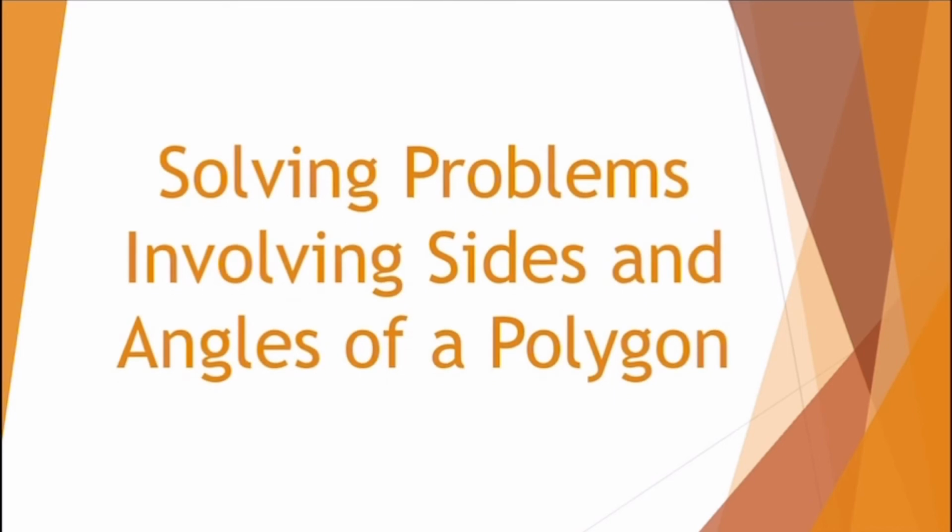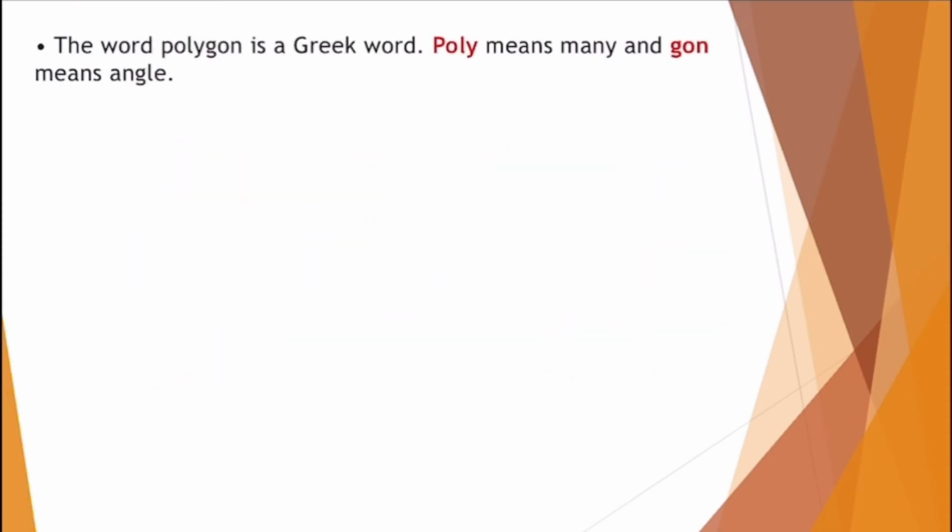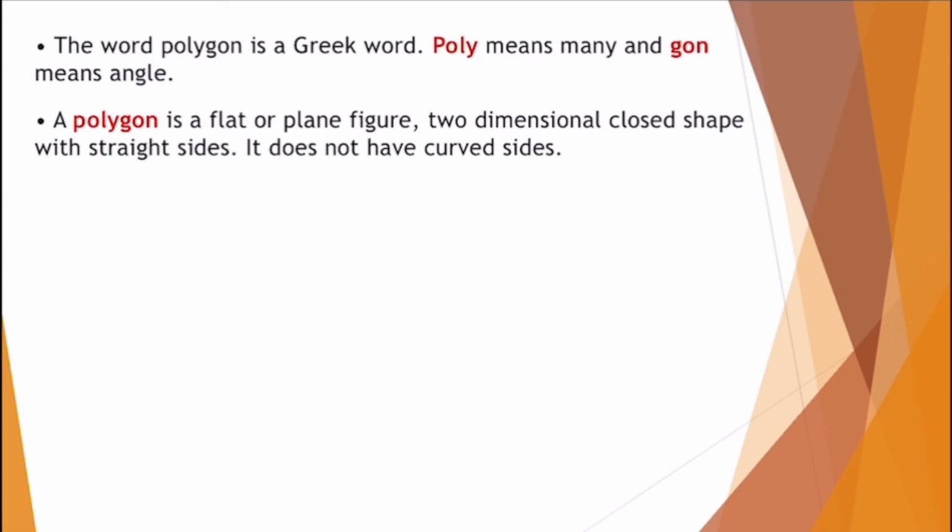Our lesson for today is all about solving problems involving sides and angles of a polygon. So what are the things that we need to remember? The word polygon is a Greek word: poly means many, and gon means angle. A polygon is a flat or plane figure, a two-dimensional closed shape with straight sides, and it does not have curved sides.